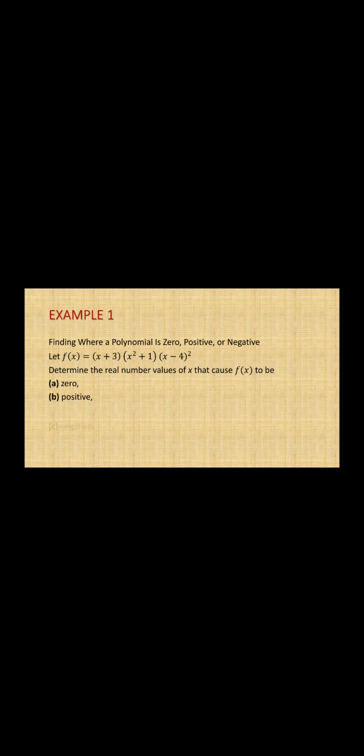Let's see example 1, finding whether a polynomial is 0, positive or negative. Let f of x equals (x plus 3)(x squared plus 1)(x minus 4) all squared, and we need to determine the real values of x where f of x equals 0 or positive or negative. First we will determine where f of x equals 0, by finding the zeros of the function. What do zeros of the function represent? Zeros of the function represent all the values when f of x equals 0.